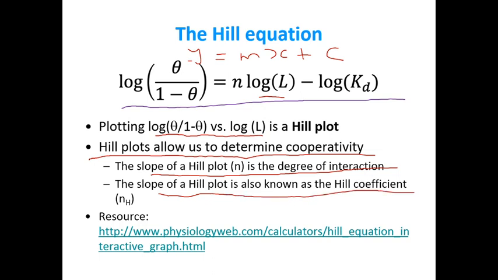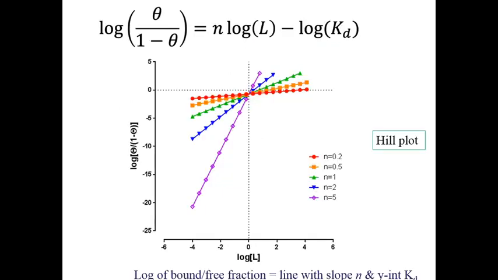Now if you go to this website, it gives an interactive description of Hill plots. As you can see from this plot, as you change the value of n, the slope changes. And if you plot log theta over 1 minus theta versus log L, you get straight lines.